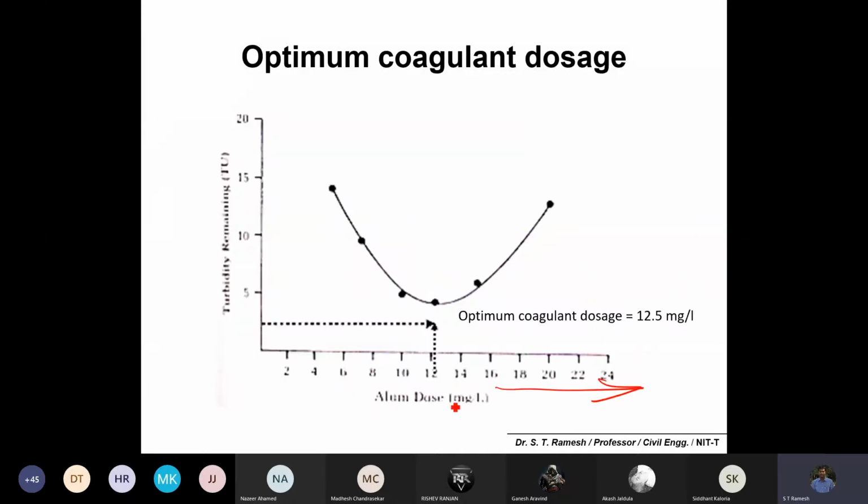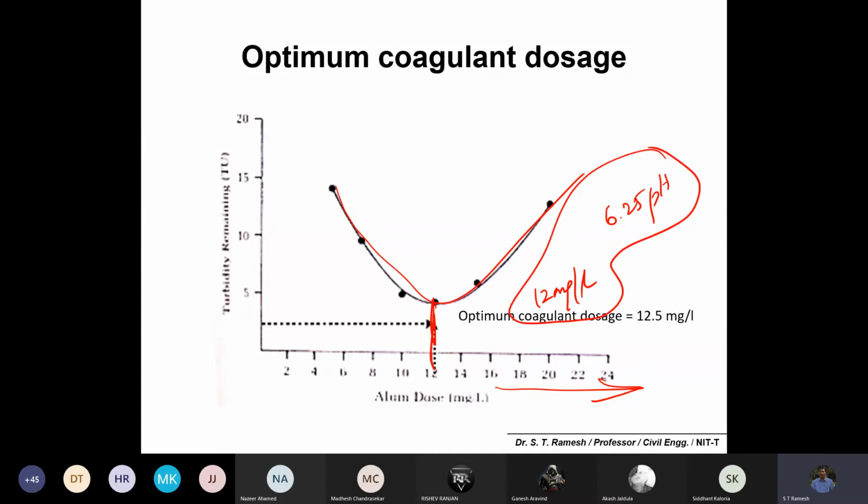And you just draw a plot of alum dosage versus turbidity remaining. You may get a graph like this and find out. In this case, it is about 12 milligram per liter, and the previous experiment gave 6.25 pH. These two values you just inform to the plant operator, to dose the chemical at 12 milligram per liter, and the pH in the incoming water at 6.25. Thereby, whatever colloids are in the system are completely destabilized, and that can be taken care of in the sedimentation tank for simple separation.